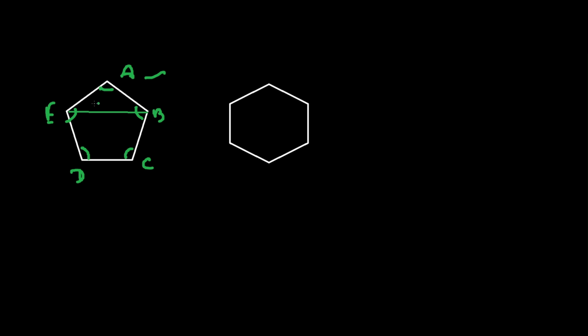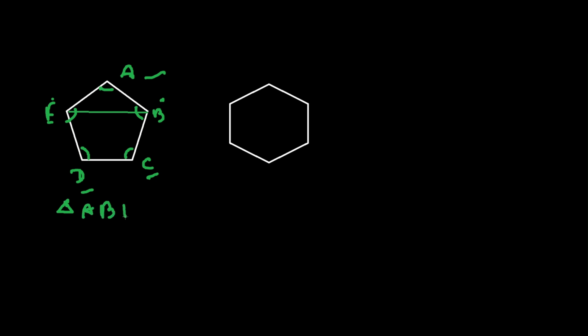A is the neighbor of B and E. So, A is having non-adjacent vertices of C and D. E is having neighbors of A and D. Therefore, the non-adjacent vertices of E must be B and C. I have joined E and B. So, if you see the picture carefully, this line has divided the pentagon into two different figures.